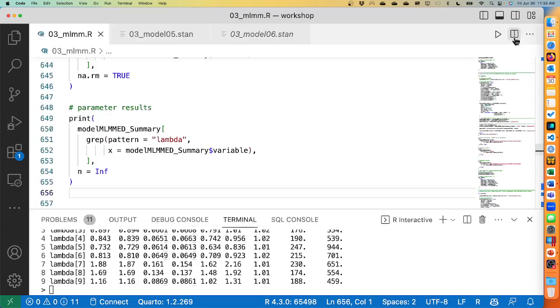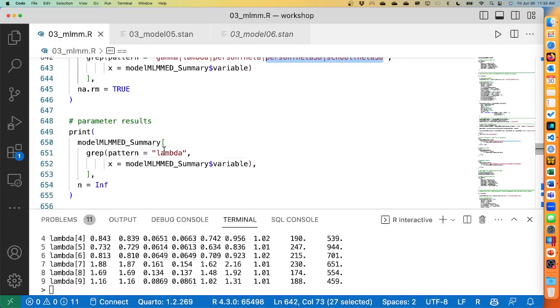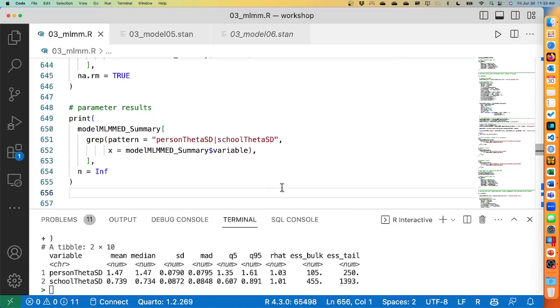Now let's look at standard deviation. Here we go. So we have person standard deviation of 1.47, school standard deviation of 0.739. Now that school standard deviation has changed, but 2 things have changed about this. Number 1, marker item is different. And number 2, the loadings are constrained to be equal across levels.